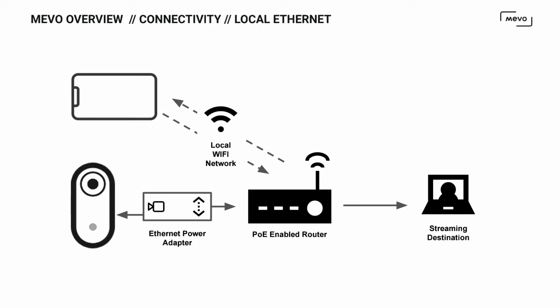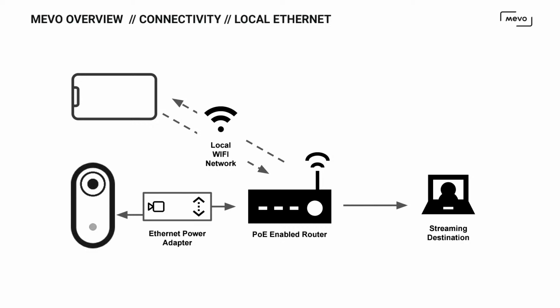Now, one bonus that you get when you're using Ethernet is that you get distances of up to like 300 feet, I believe, is the distance for an Ethernet cable. So when it comes down to it, you're going to get significantly longer distance using an Ethernet cable, and you're going to get better stability overall.